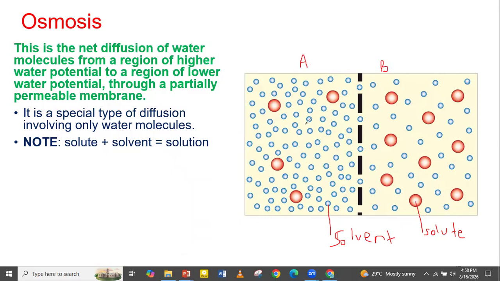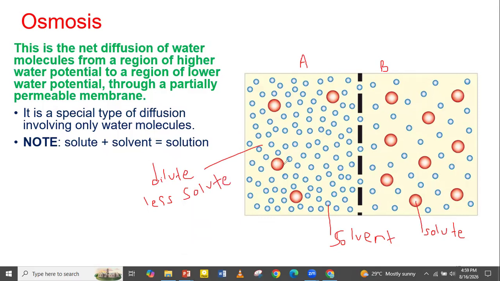A solution that has more water molecules, like you can see in this case, the blue ones are more in A than in B. So this solution, we can describe it as being dilute. Dilute because it has more water molecules, or we can say it has less solute, because the ions are less, as you can see.